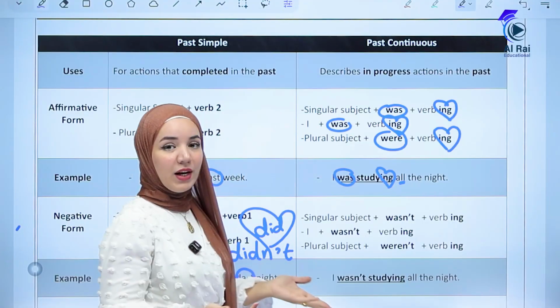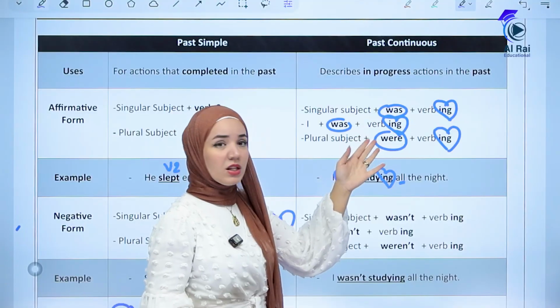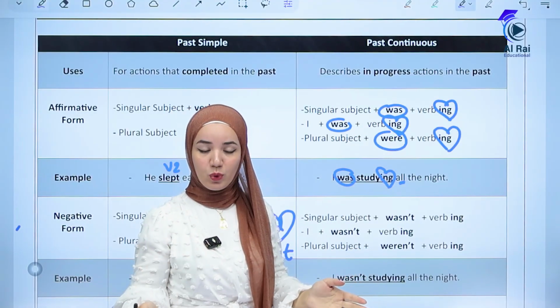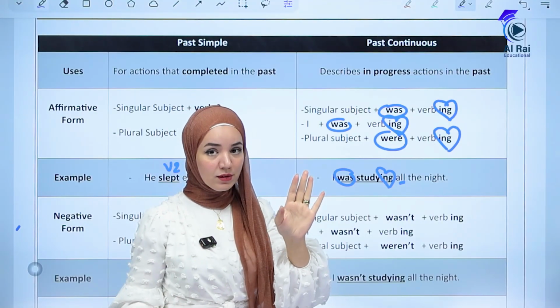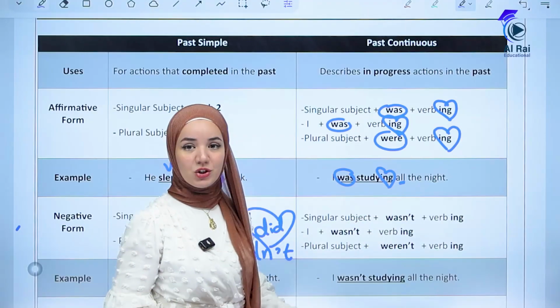Okay, so how can I negate it? What is the negative form? The same helping verbs. Here I have the helping verbs was and were. So the negative forms of was and were are wasn't and weren't, and of course with verb ing.